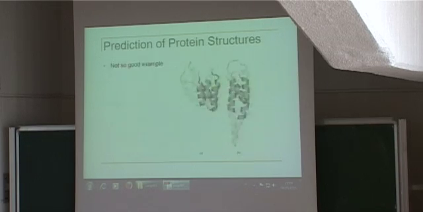There are also not so good examples. Here, this is the actual structure, and this is the predicted structure. The predicted structure contains long helices. It's a long protein structure, and in the actual one, we do not have long helices. It could find this part correctly, but not the whole protein structure.